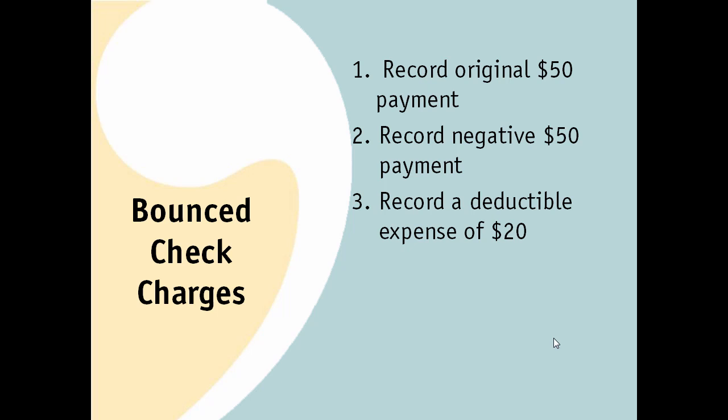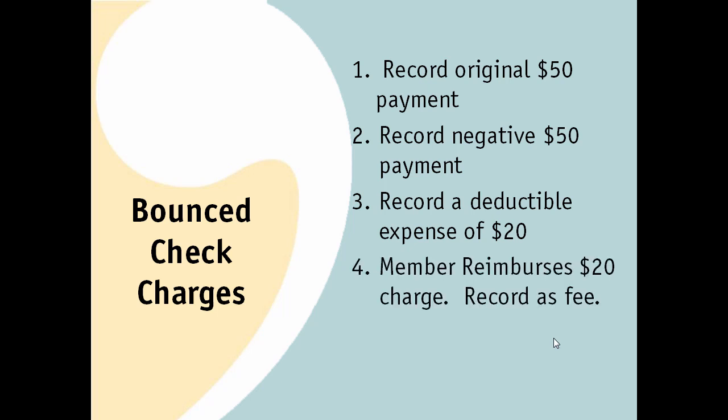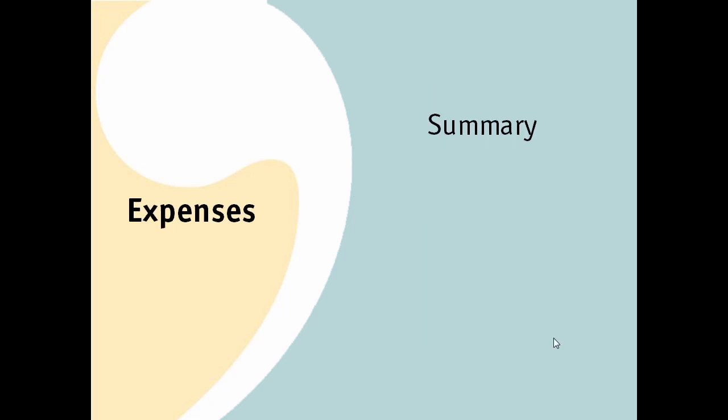Then record a deductible club expense of $20. This is the bounce check penalty that your club was charged. If the member reimburses the club for the bounce check charge, record it as a fee of $20 received from him or her. If the member gives you a new check for the $50 payment, record this as you usually do as a member payment on the date you receive it. In summary, there's a lot to think about when it comes to club expenses, but there's not much benefit to you when you have them.